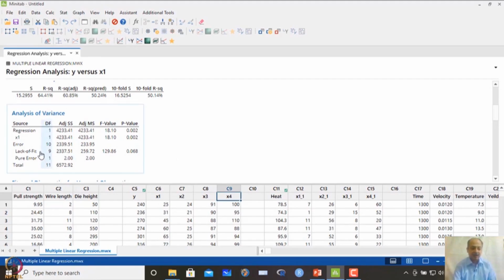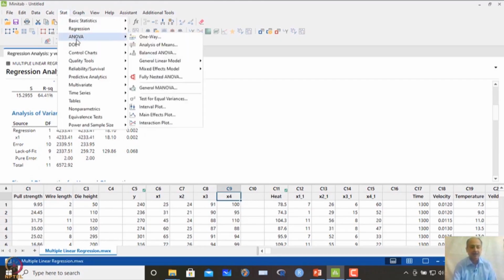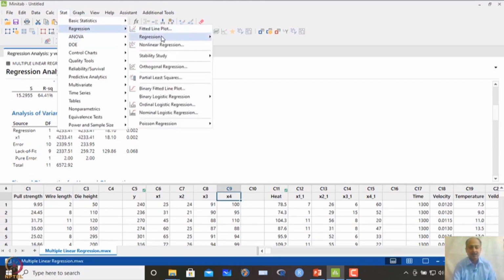The lack of fit test also shows that we are above 0.05, so in this case there is no sign of lack of fit. To avoid all this confusion, what we can do is directly use stepwise regression here.